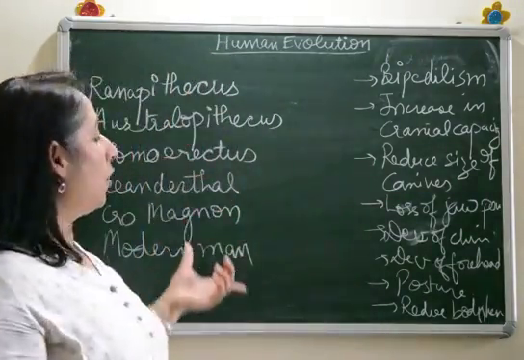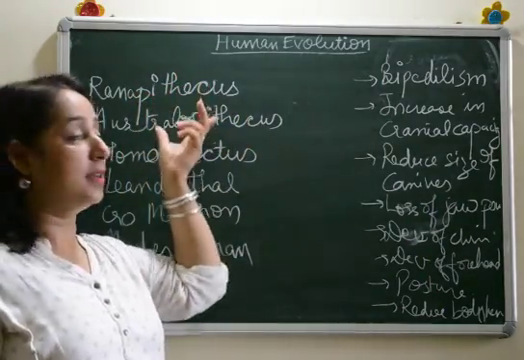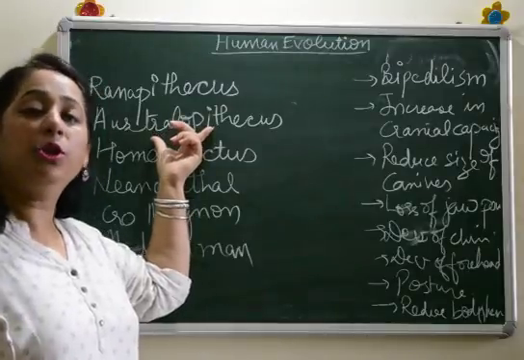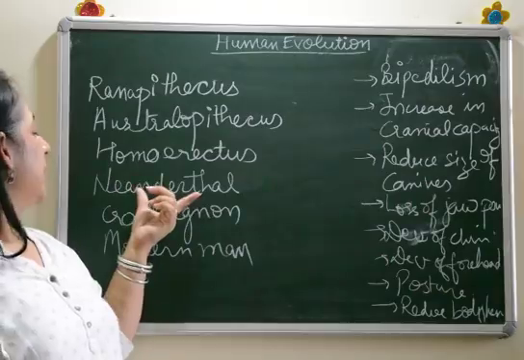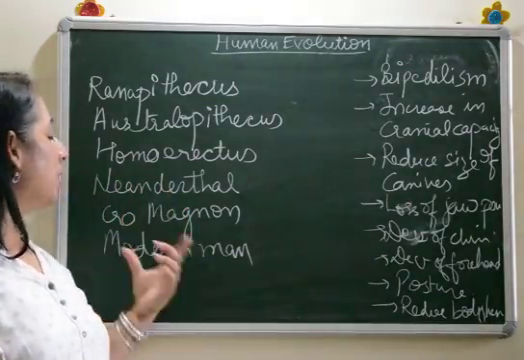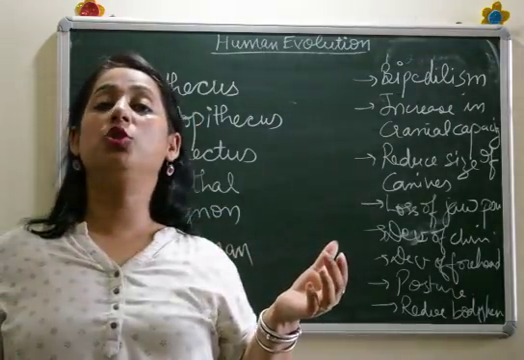And all these: Ramapithecus, Australopithecus. First were Ramapithecus, then they evolved to Australopithecus, then Homo erectus, Neanderthals, Cro-Magnon, and then finally modern man. Now this is the sequence in which evolution must have changed.